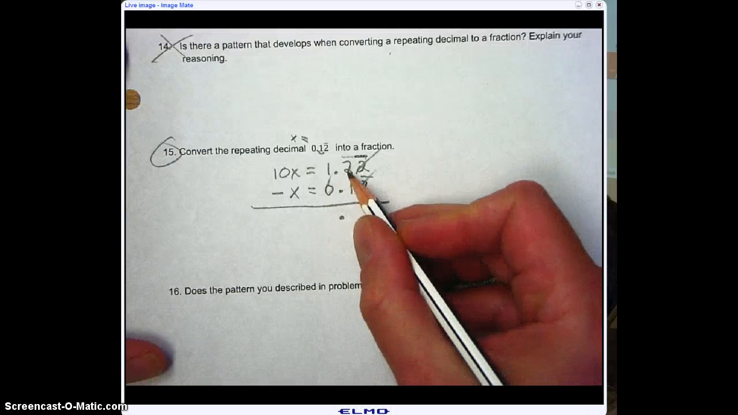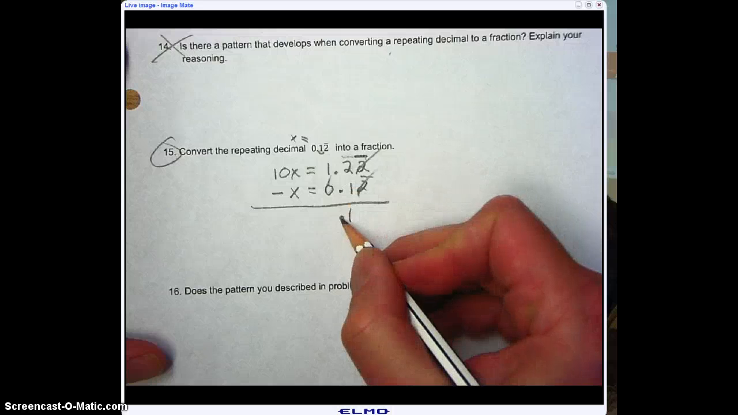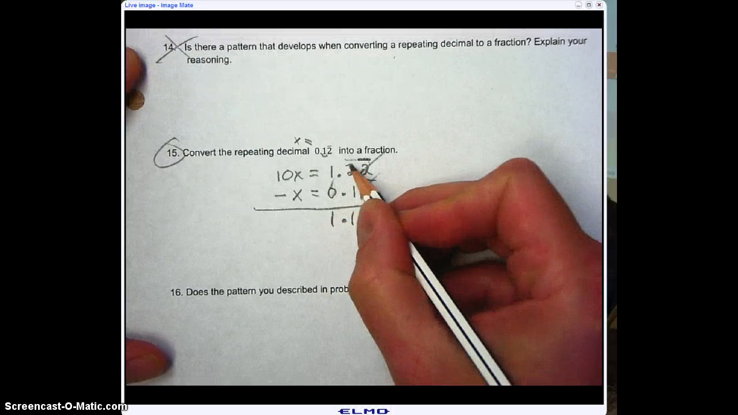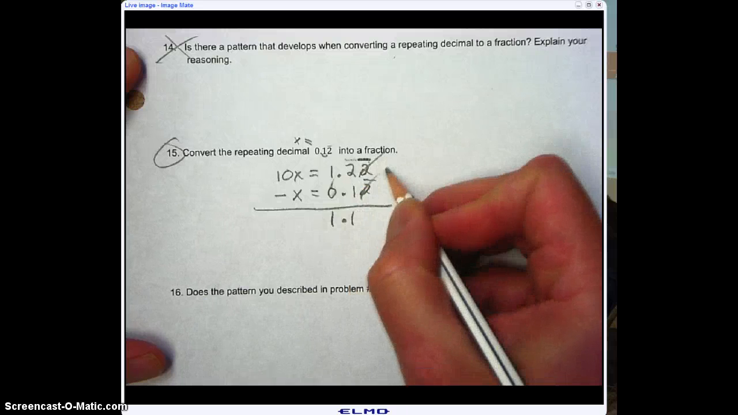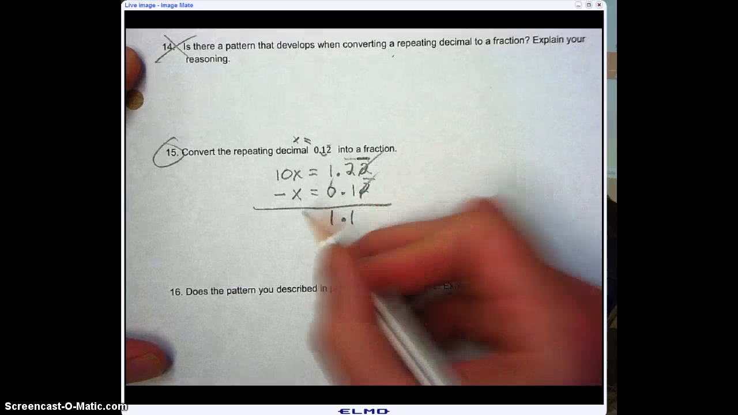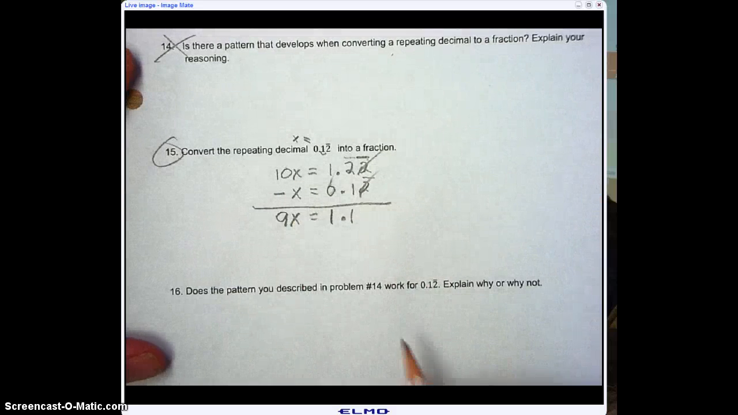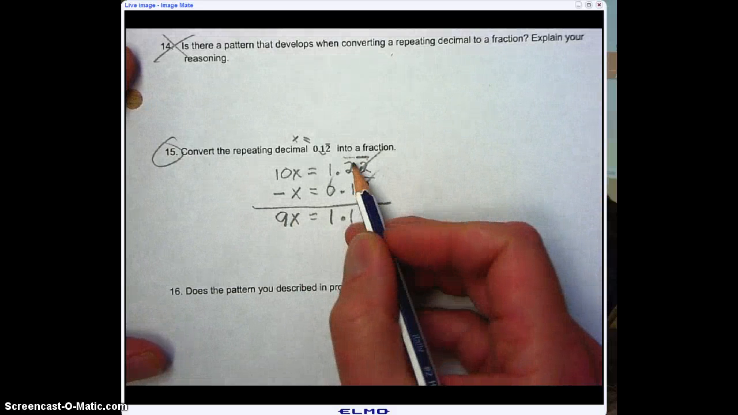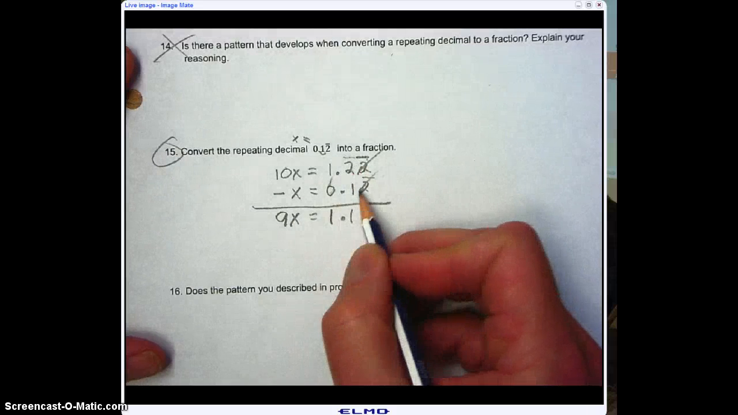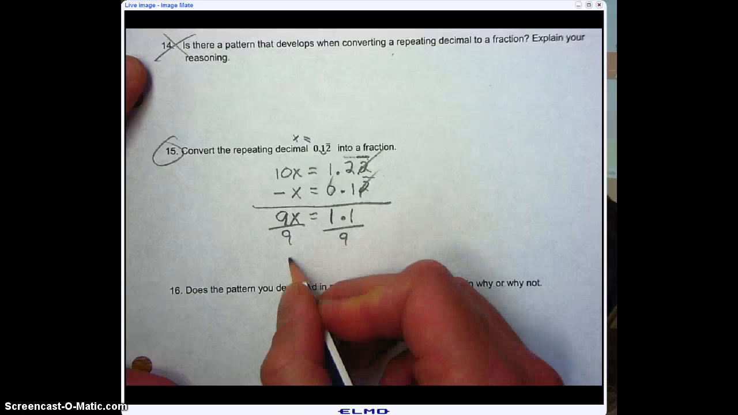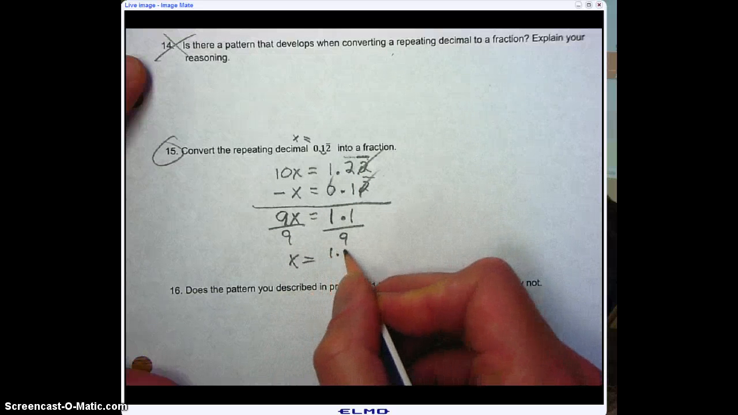going to be what? 2 minus 1 is 1, but there's a decimal there. It's not a big deal. You just are subtracting, but because this 2 repeated, the remaining 2's are going to cancel. And then, of course, 10x minus 1x is 9x. And if you didn't get this, go ahead and back up and rewind and do this over again. Then all you do is divide by 9, and you end up with x equals 1.1 over 9.